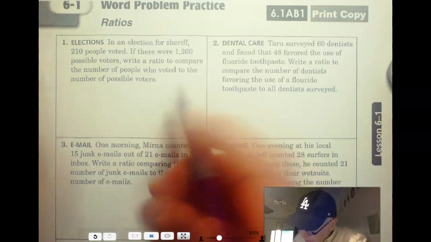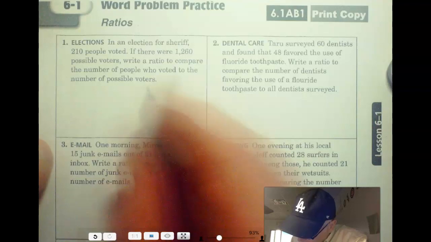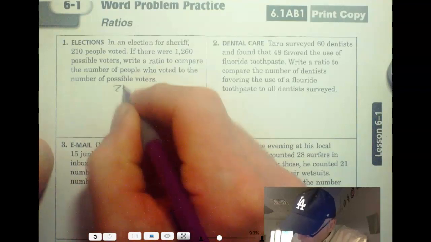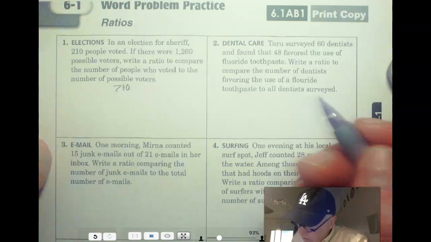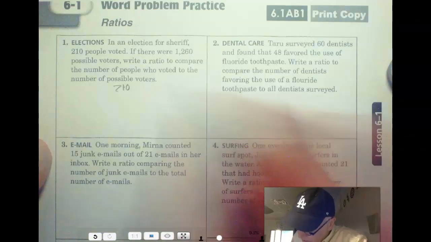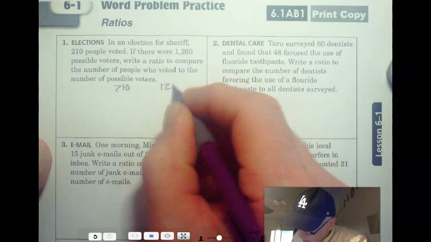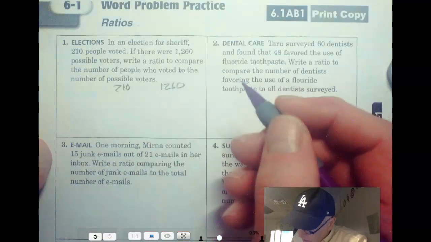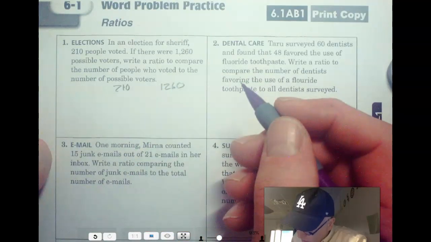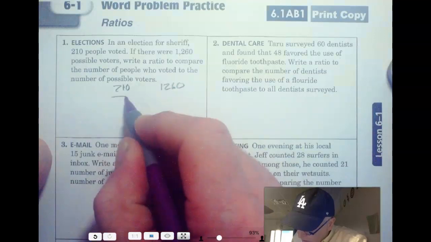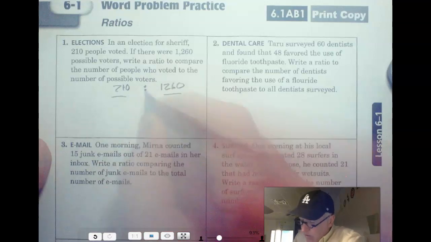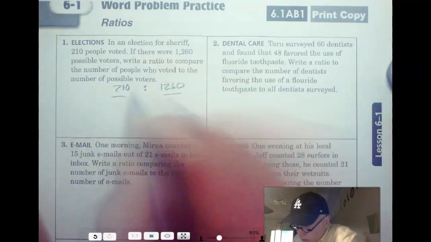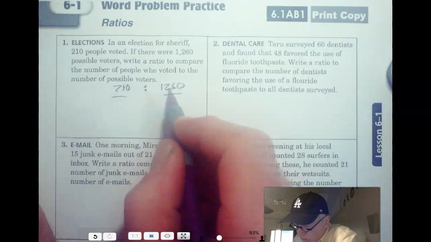In an election for sheriff, 210 people voted. You'll notice I'm always scribbling down as I read. If there were 1,260 possible voters, write a ratio to compare the number of people who voted to the number of possible voters. So there it is. Now, you might think about this and go 210 to 1,260.